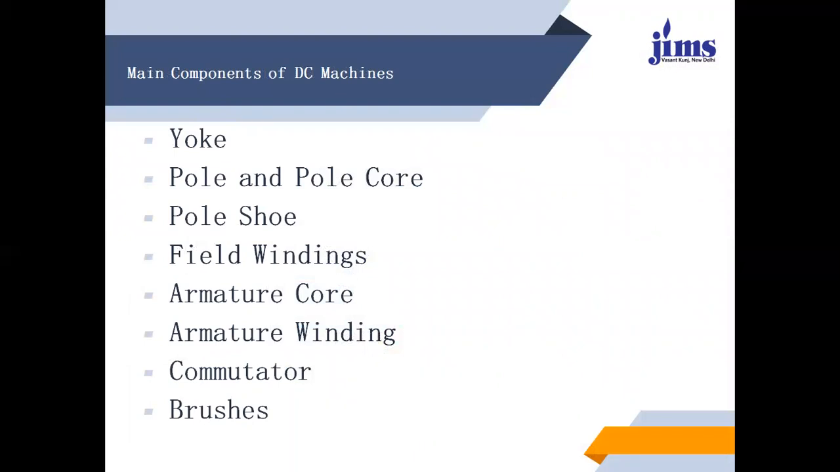One will be the yoke. Yoke is the outer part, the outer body of the machine. Pole and pole core are the stator part where the conductors, the field coils, will be associated. Then there is a pole shoe. Pole shoe also will be associated with the pole and pole core. The field winding will be wound around over there.